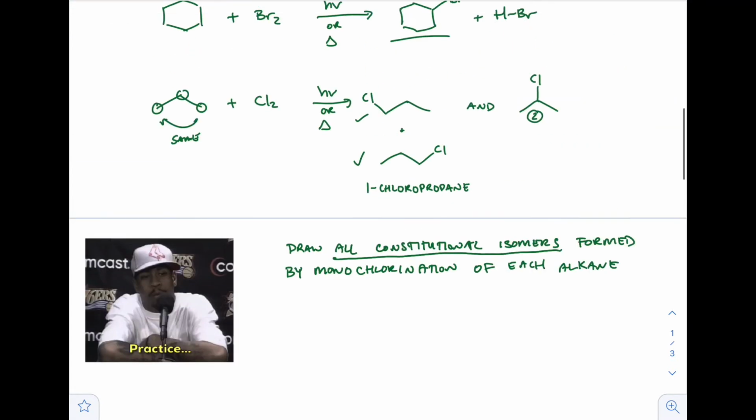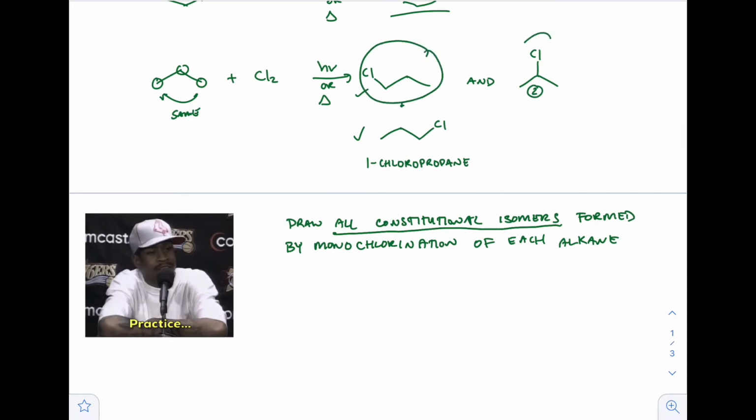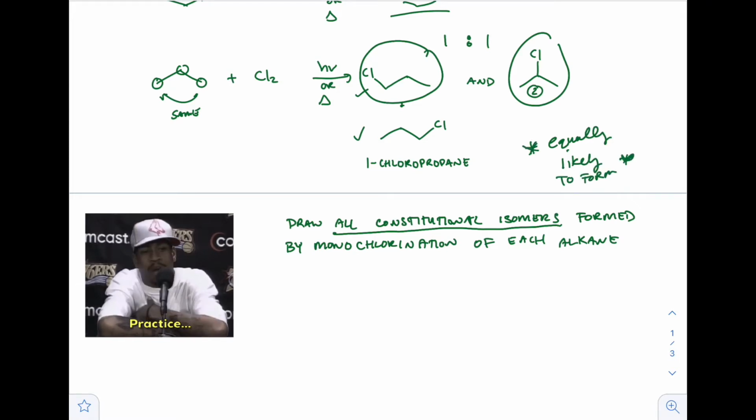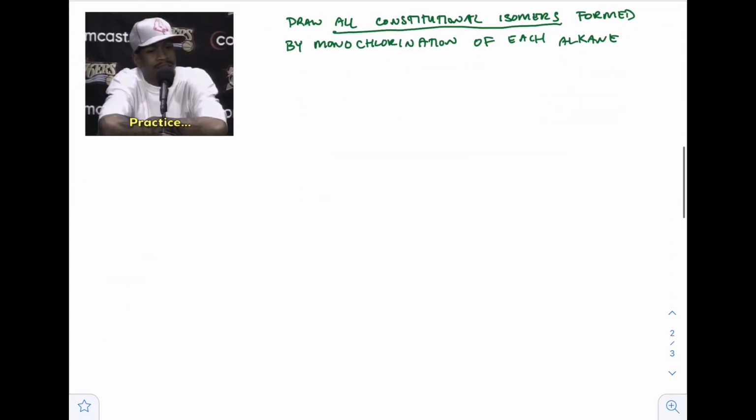Let's see what it looked like. Draw all constitutional isomers, right? Like these guys. These will actually form in a 1-to-1 ratio, which we'll get into later because that's weird, and that's contrary to what we know about carbocations. But let's say we want to form all of those monochlorination products, and we want to make sure they're different though, right? So again, nomenclature is really important.